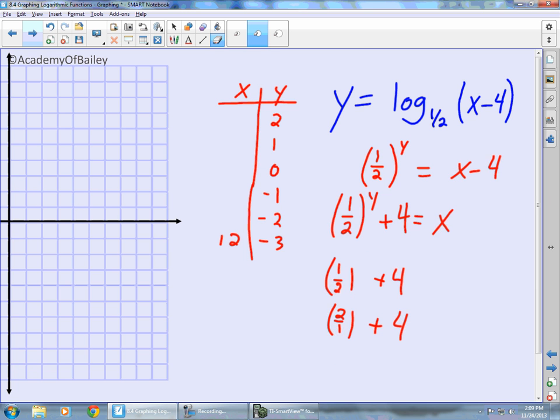So now, instead of negative 3, let's have a negative 2 there. When we do the reciprocal, it becomes a positive 2, and 2 squared is 4. 4 plus 4 then is 8. And negative 1 there becomes a positive 1. 2 plus 4 then is 6. Plug 0 in there. 1/2 to the 0 power is 1 plus 4, which is 5.